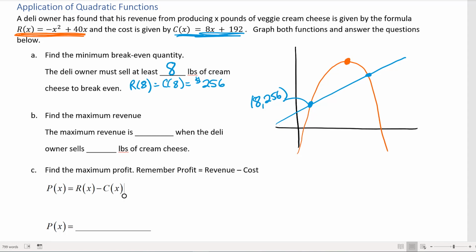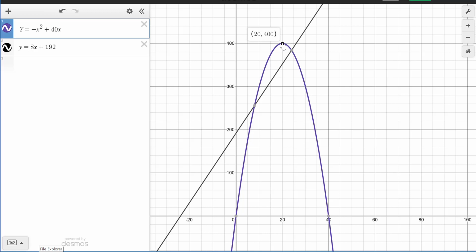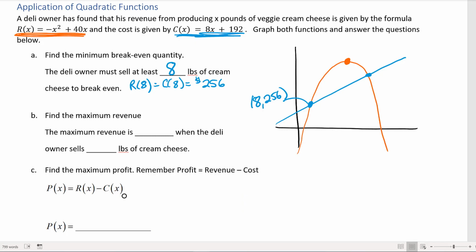So I go back to my Desmos calculator and I just click on the highest point right here, and that turns out to be 20, 400. So let's interpret that. The maximum revenue, that's R of X, right? So X is the cream cheese, the R of X is the 400, right? So the maximum revenue is $400 when the deli owner sells 20 pounds of cream cheese. So that's our maximum revenue.